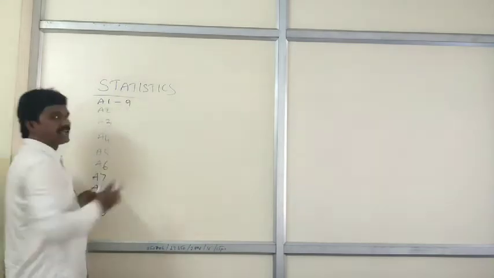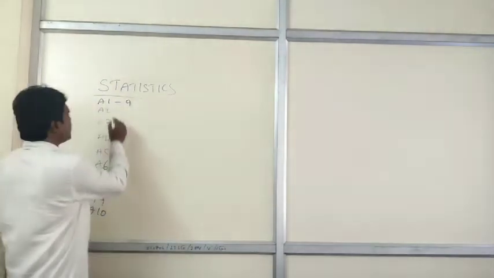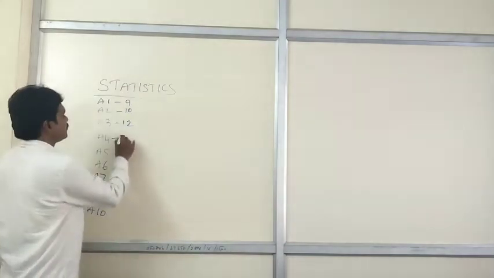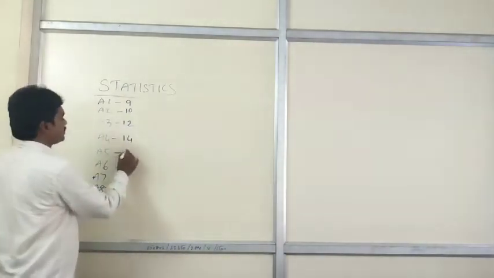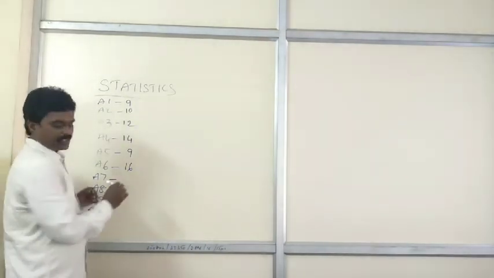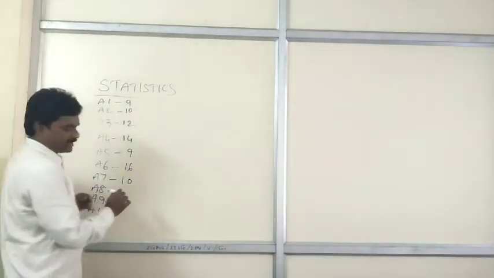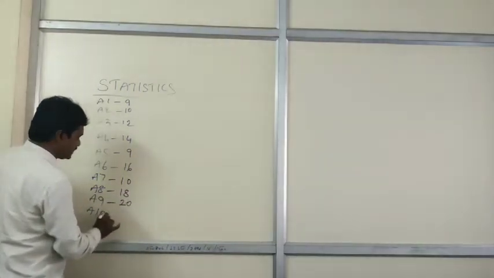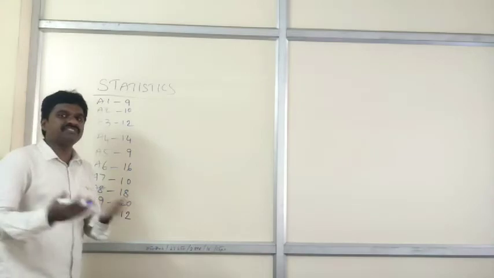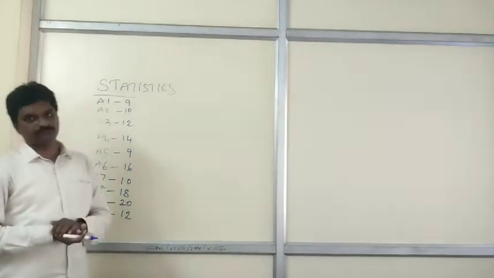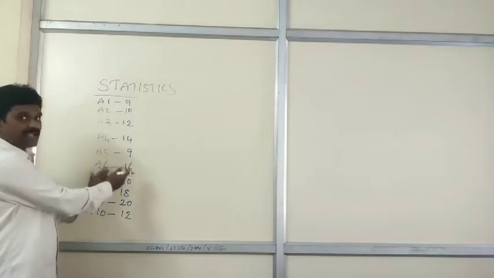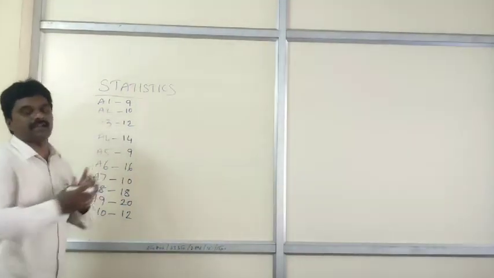Say for example, A1 got 9 marks out of 20 marks. A2 got 10 marks. A3 got 12 marks. A4 got 14 marks. A5 got 9 marks. A6 got 16 marks. A7 got 10 marks. A8 got 18 marks. A9 got 20 marks and A10 got 12 marks. Dear students, this is data which I have collected from a class of 10 students. Number of students 10, and these are the marks the students have got. So this is a collection of data.